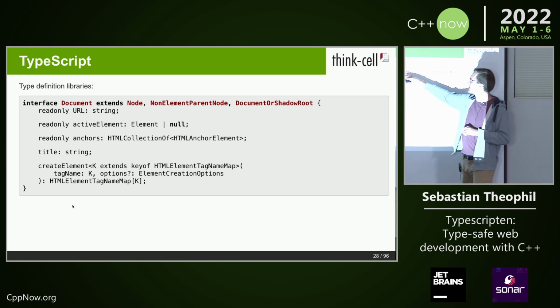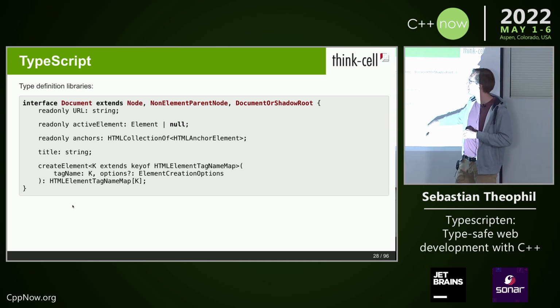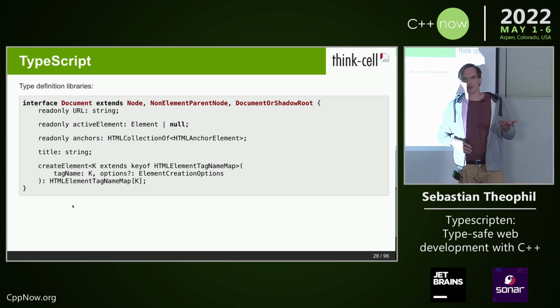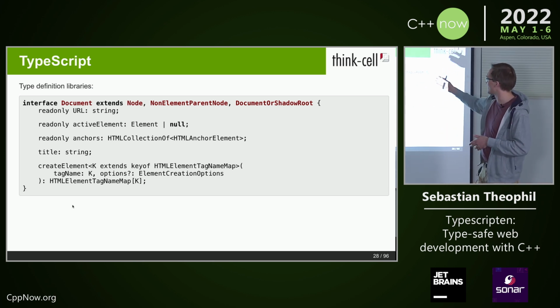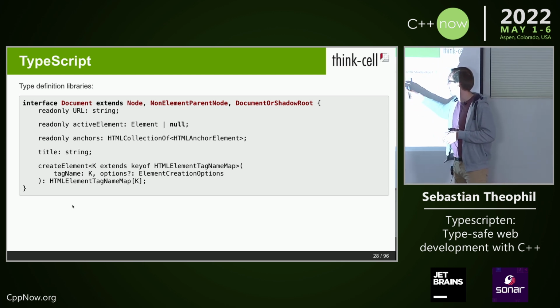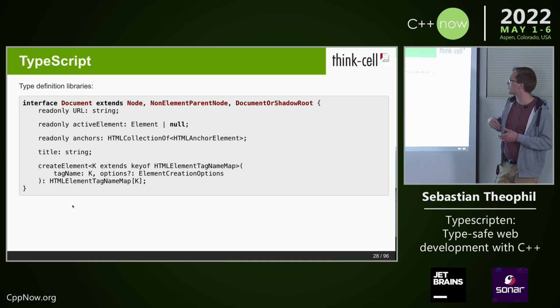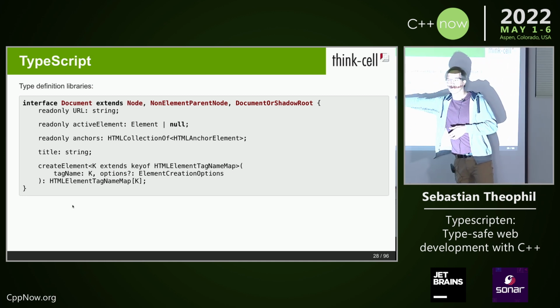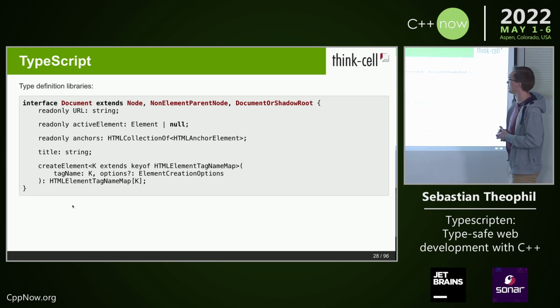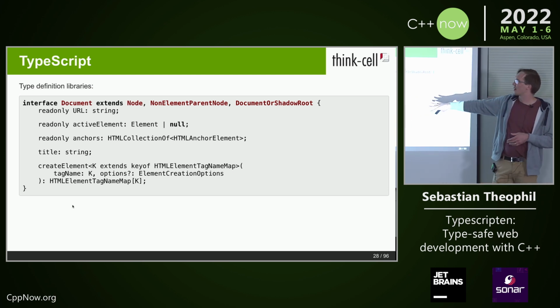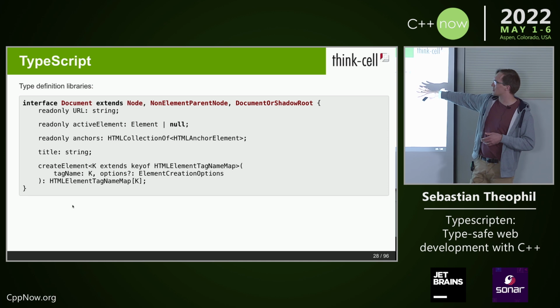You see here it has some base classes for sharing code. The document has a URL property, which is a string. It is read-only. It has an active element that can be null. Anchors are a collection of HTML anchor elements that looks very familiar to C++ programmers. The title is settable. It's a string, can be set and read. And then there are interesting language structures, interesting descriptions that we'll come to. So this is how it looks.